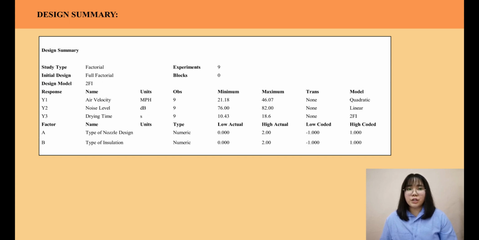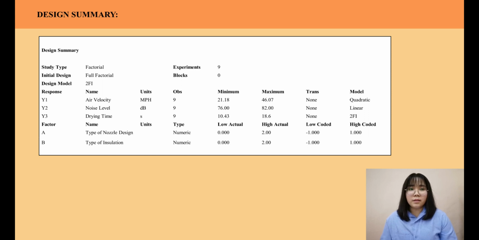From the data collection obtained during the experiment, it can be summarized that the minimum air velocity is 21.18 miles per hour, while the maximum air velocity is 46.07 miles per hour. As for the noise level, the minimum limit is 76 decibels, while the maximum limit is 82 decibels. Whereas for the drying time, the minimum limit is 10.43 seconds, while the maximum limit is 18.6 seconds.